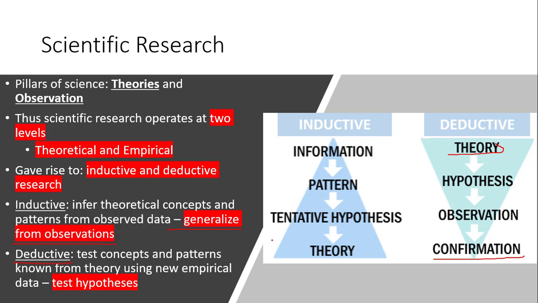So in inductive, we go from information to pattern to tentative hypothesis. Then we propound theory, a generalized idea about what is going on in the world. For deductive, we start with a theory. There is a theory already there. We formulate some hypotheses, we collect data and analyze it, and we come up with whether the theory is still valid based on our observation.